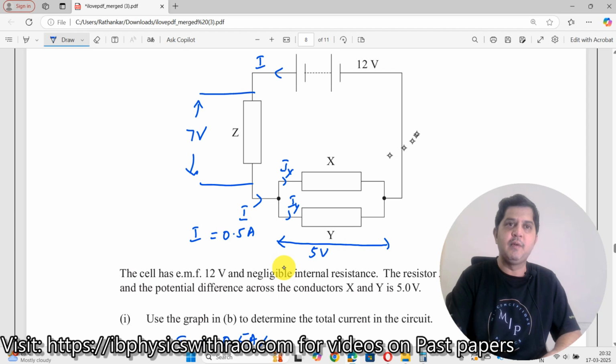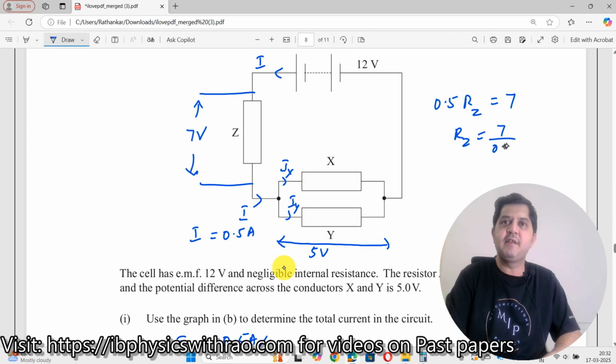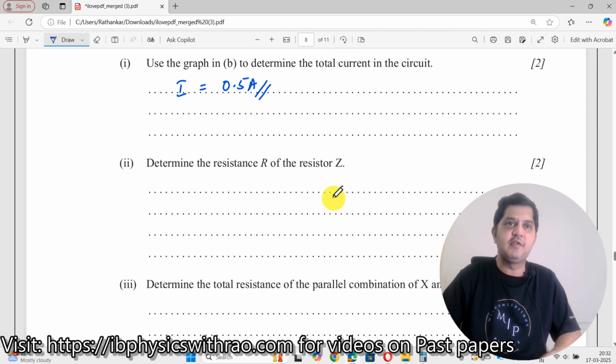So I want to find what is the resistance over here. How do I do it? I can say 0.5 times Rz is equal to 7. So Rz should be equal to 7 divided by 0.5. So what is this now? This should be equal to 14, right? R should be equal to 14 ohms. So the resistance R of the resistor Z should be equal to 14 ohms.